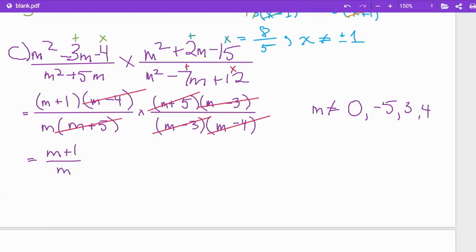And here we go. And remember the big mistake. I want to cancel the m's. No, you can't, because m plus 1 is being added, not multiplied. So here's the answer, such that, let's list the restrictions. m cannot be equal to 0, -5, 3, and 4.